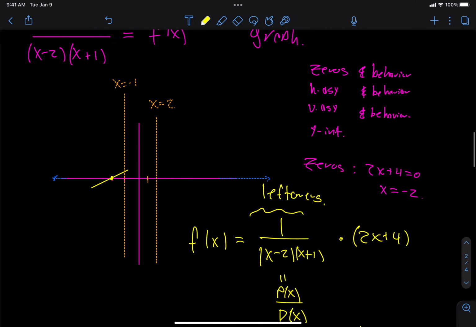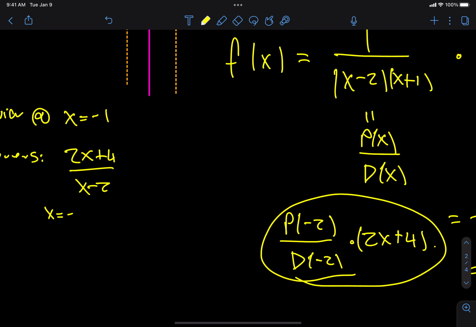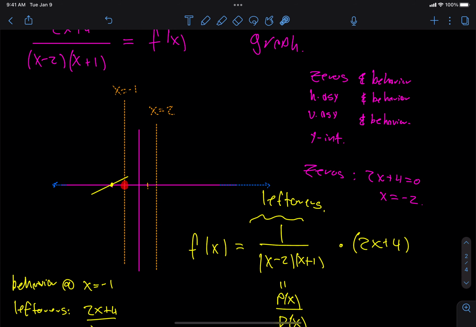So the way we do that is, again, by looking at the leftovers. For behavior at x equals -1, we check what is the sign of the leftovers when I remove the 0. When I remove the 0, the leftovers are going to be what? The leftovers would be (2x plus 4) over (x minus 2). If I plug in x equals -1, I get (-2 plus 4) over (-2 minus 2), which would be 2 over -2, which is -1, which is less than 0. So I check the sign of the leftovers when I am at this asymptote.